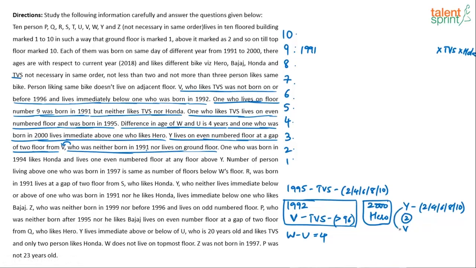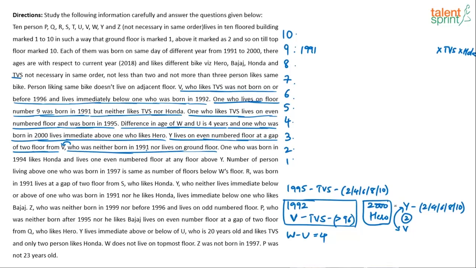And remember, Y and V can interchange their positions. It's nowhere given that Y is above V. Y could be above V or V could be above Y. So that double-headed arrow there indicates that their positions can be swapped. Of course, when Y comes down, the floor numbers also will come down, right? I mean, you cannot just say V and then say V belongs to 2, 4, 6, 8, 10. It is for Y basically.